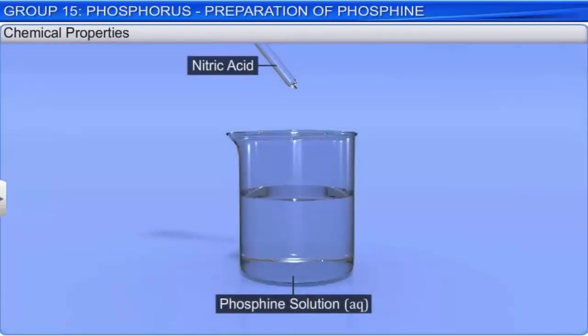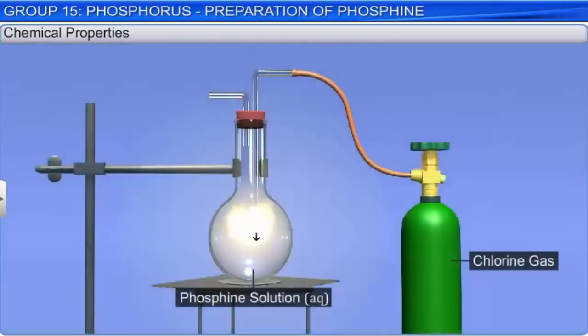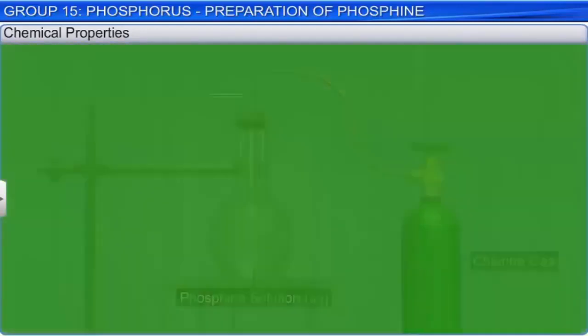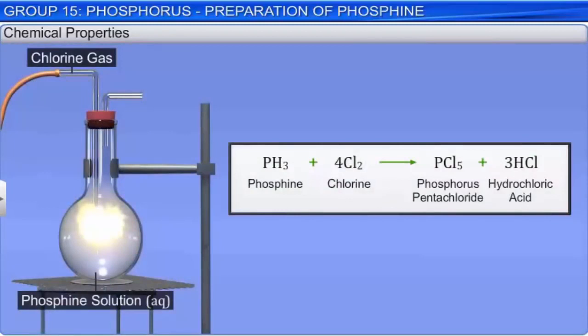It burns with an explosion when it comes in contact with even the smallest amounts of oxidizing agents such as nitric acid and chlorine gas. Nitric acid oxidizes phosphine to phosphorus pentoxide and itself gets reduced to nitrogen dioxide as shown in the equation here. Similarly, the equation corresponding to the oxidation of phosphine in the presence of chlorine is also shown.